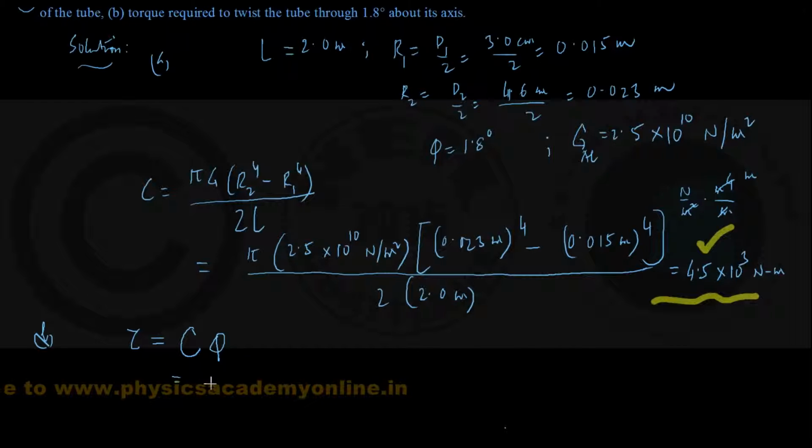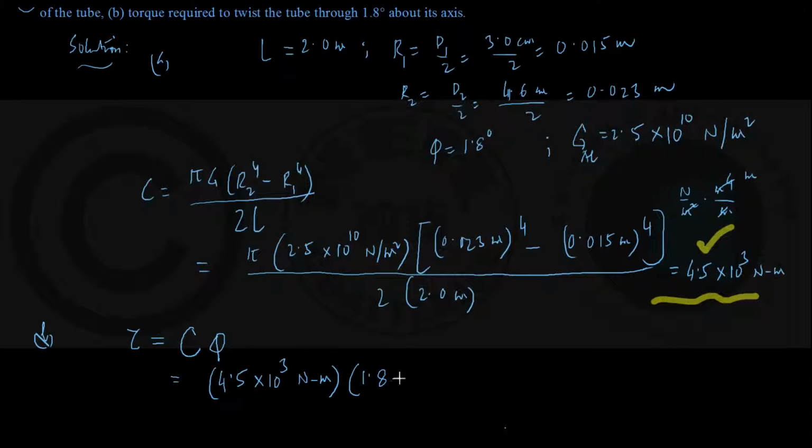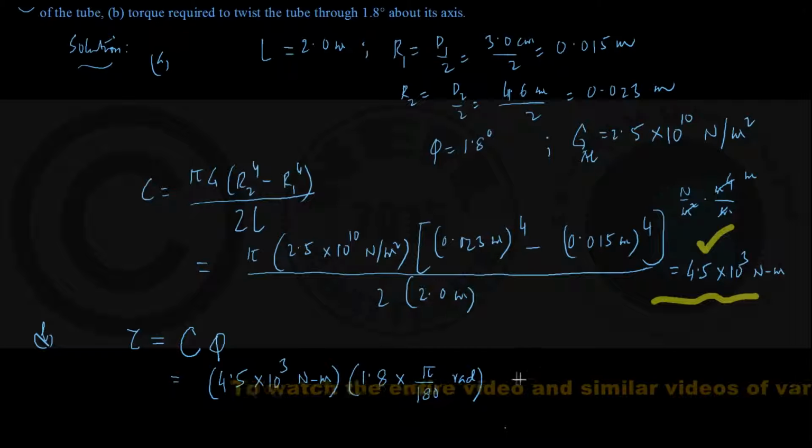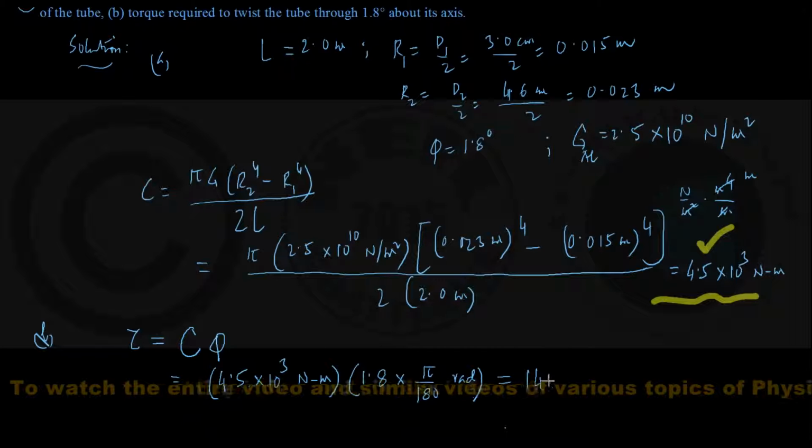The value of C was found in part A to be 4.5 into 10 to the power 3 Newton meter, and the value of phi was 1.8 degree, converting into radian 1.8 into pi upon 180 radian, is not it? The conversion factor 1 degree is equal to pi upon 180 radian, pi being 3.14. So just make the calculation and show that the value of tau, we are getting it to be, well, 141.37. This much I got, Newton meter.